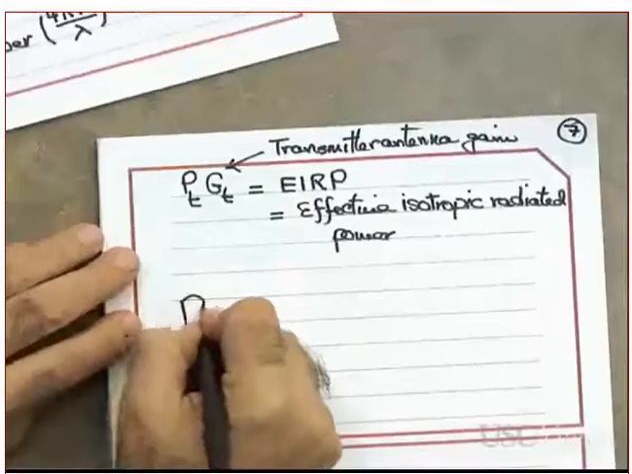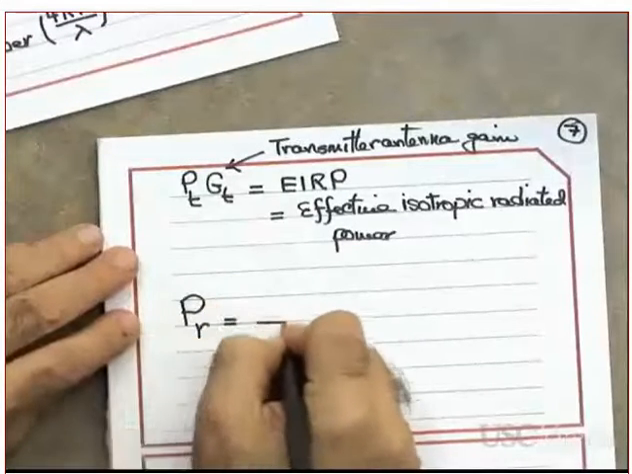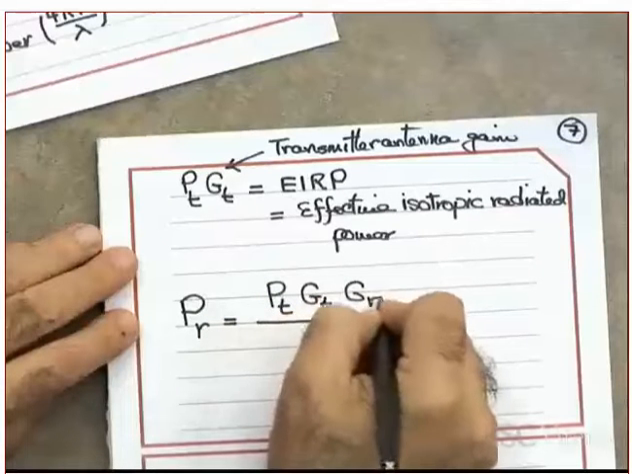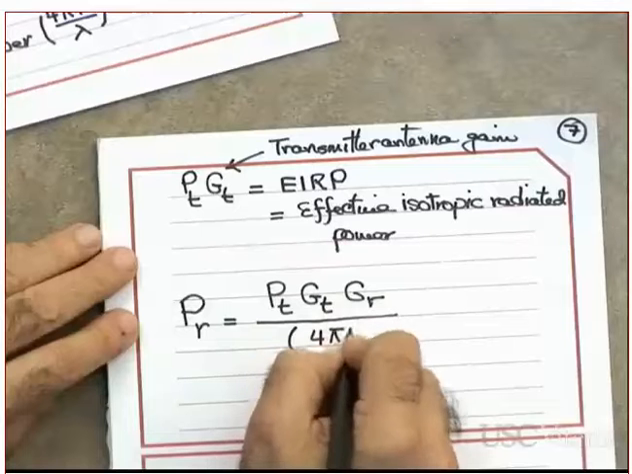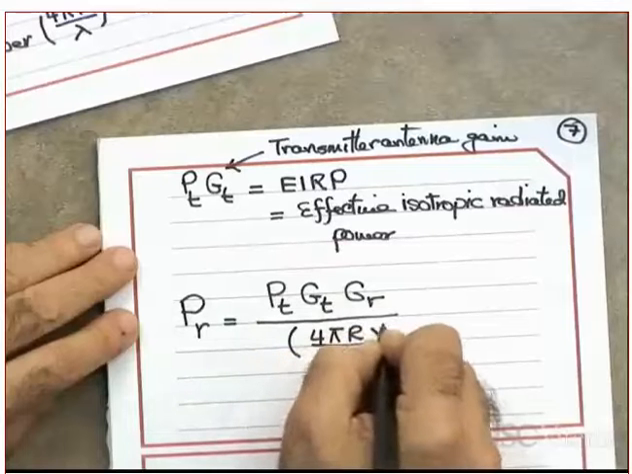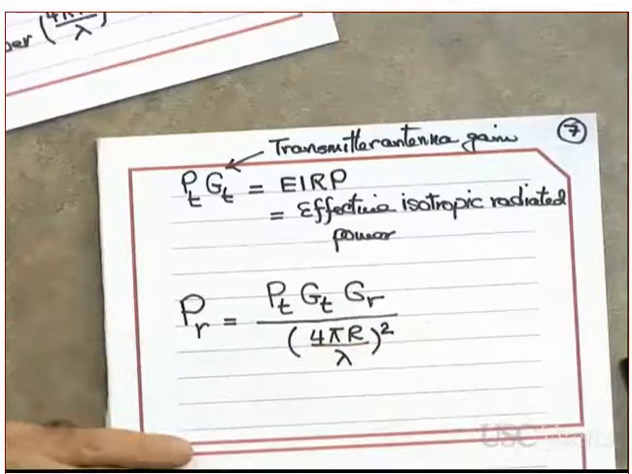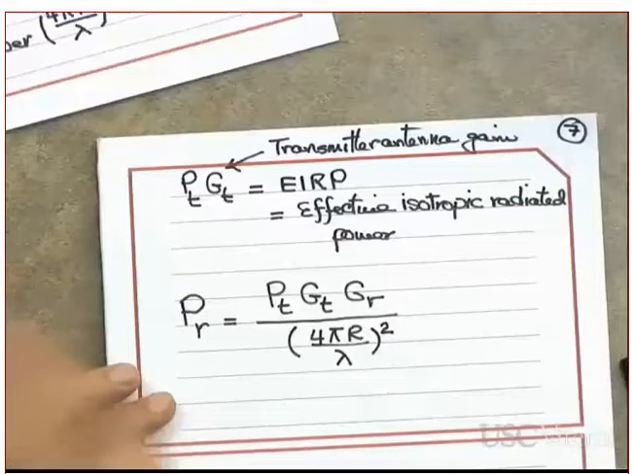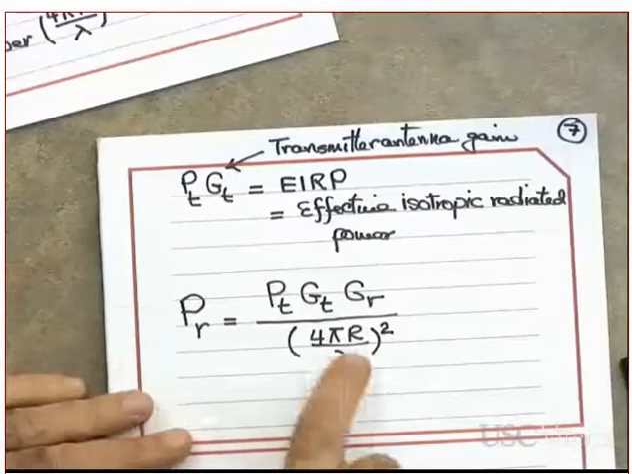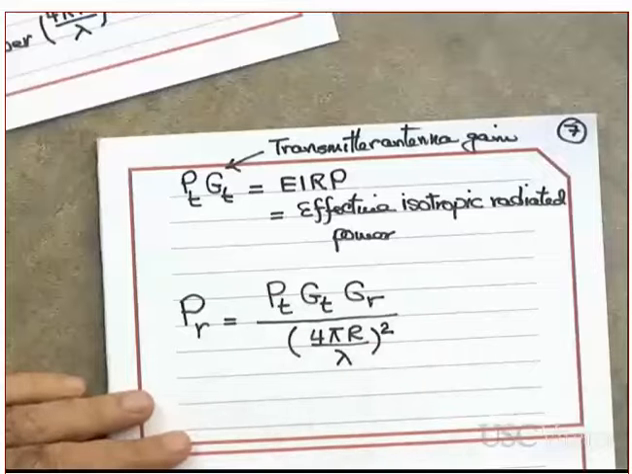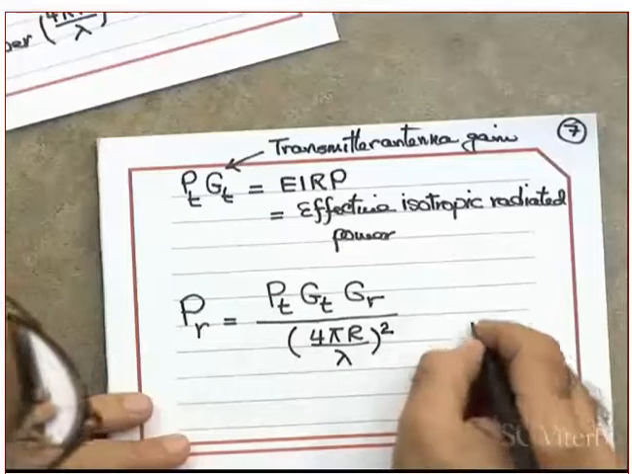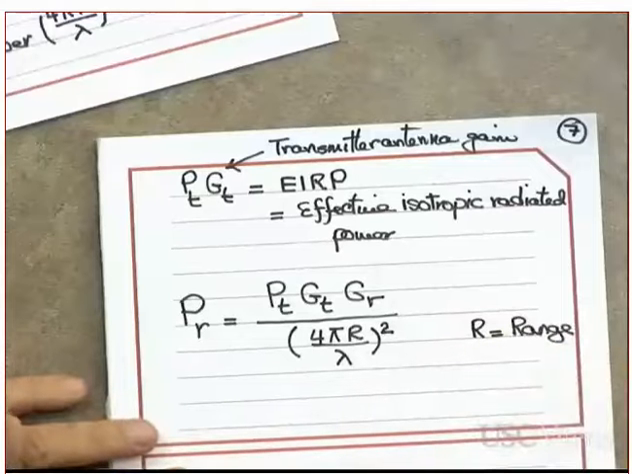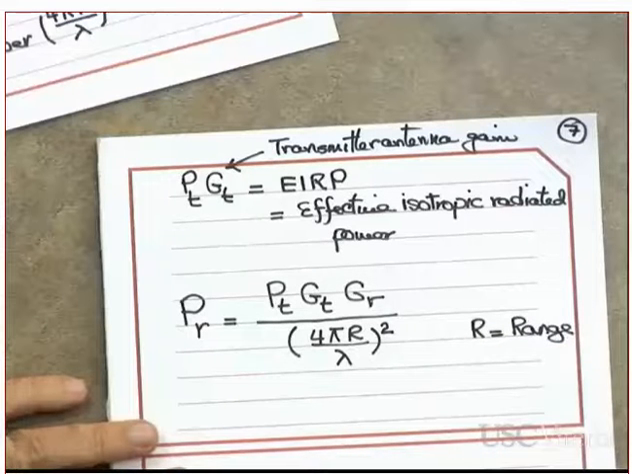So now, what is the relation? One more time. Let's write it down. PR equal to PT GT GR divided by 4 pi R over lambda, squared. Answer me the following question. What is R? I want you to say it in terms of the word for the letter R. Range. R is the range, which is the distance between the transmitter and the receiver.